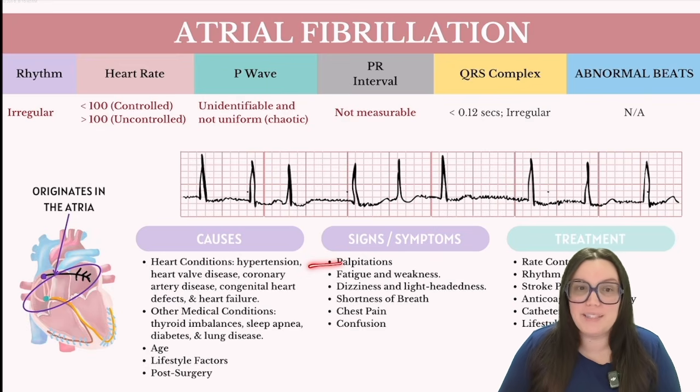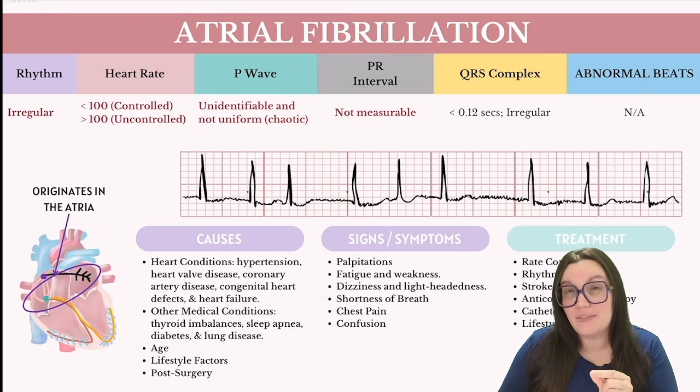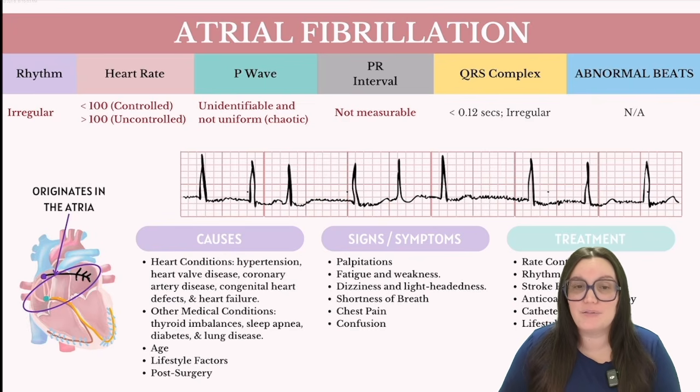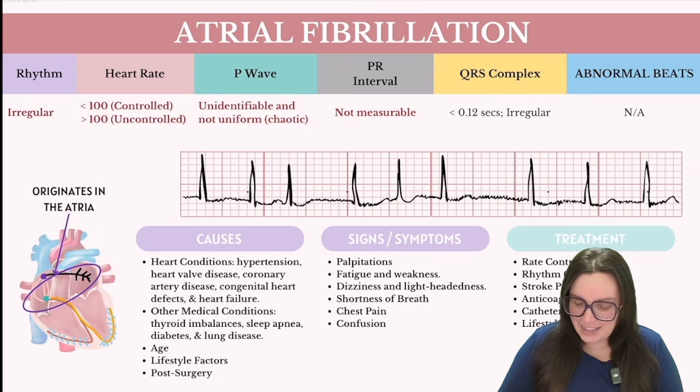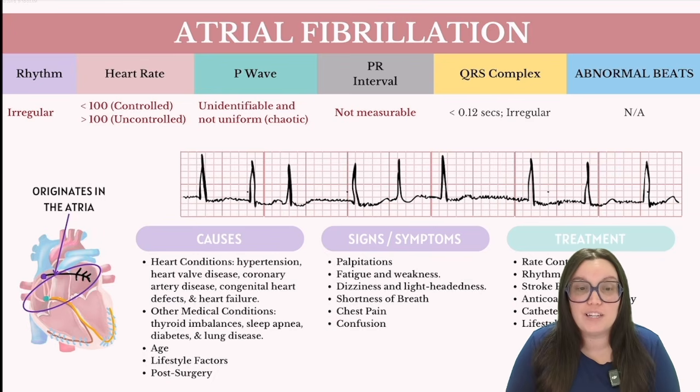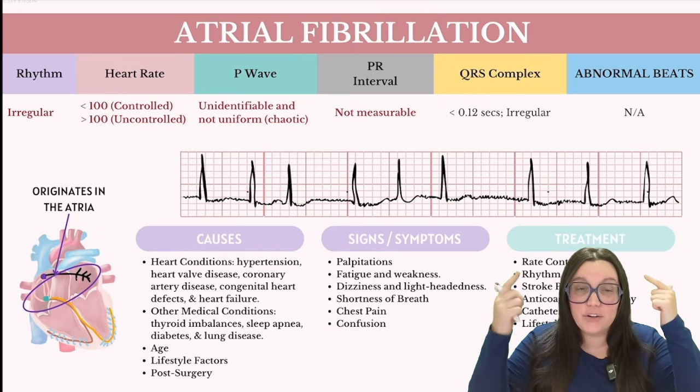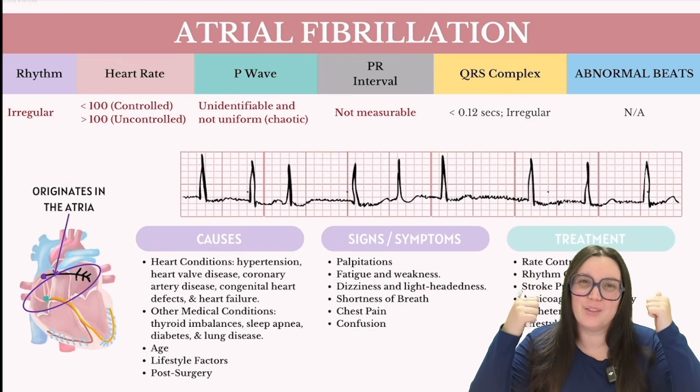You're going to see palpitations, fatigue and weakness, dizziness and lightheadedness. You can even see shortness of breath, particularly with physical activity or even at rest in some severe cases. Chest pain can occur essentially whenever we're seeing high heart rates. So the higher the heart rate, the more likely the patient may experience chest pain. And then lastly, we have confusion. Confusion really is transient episodes related to the decreased cerebral perfusion that takes place with this heart rhythm.